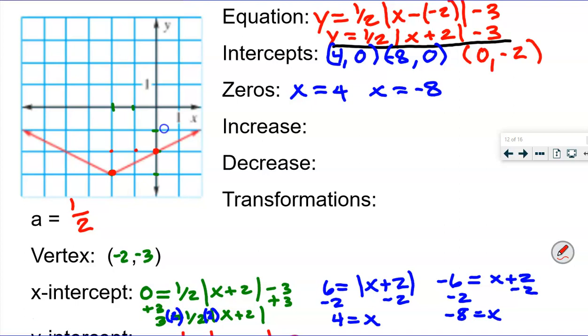Now sometimes you'll be able to see all these intercepts on the graph and be able to pull them from there, but I like to check because sometimes they're not exact. All right, now we're going to talk about intervals of increase and decrease, okay?